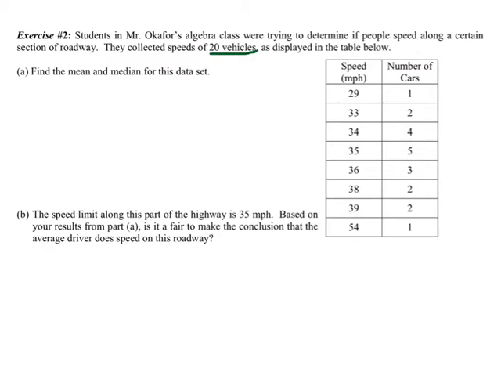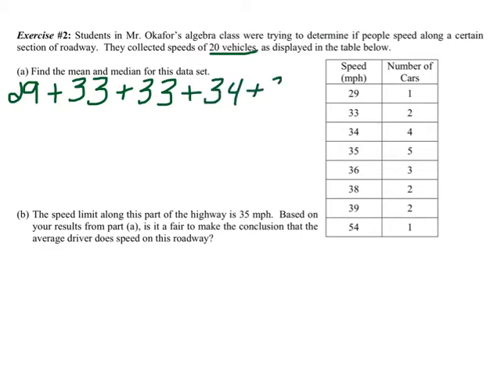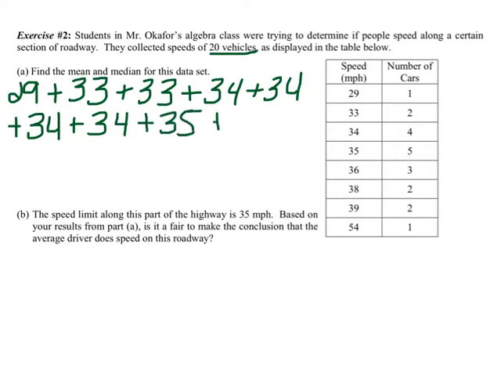Well, how many cars were at 29? One car was at 29. And what you're going to have to do is write out each one of these numbers in order to get an accurate reading. How many cars were at 33? 2 were, so I write 33 plus 33 plus 34 plus 34 plus 34 plus 34, because there were 4 cars at 34. 35, 35. And you should be doing this along with me. This is a great strategy for making sure that we get all these questions right.